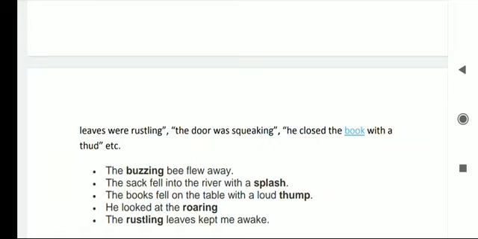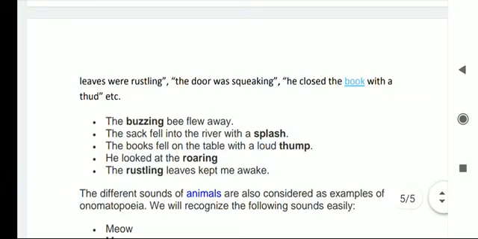He closes the book with a thud. So this is again the sound. Now the example is: the buzzing bee flew away. The sack fell into the river with a splash. The book fell on the table with a loud thump.